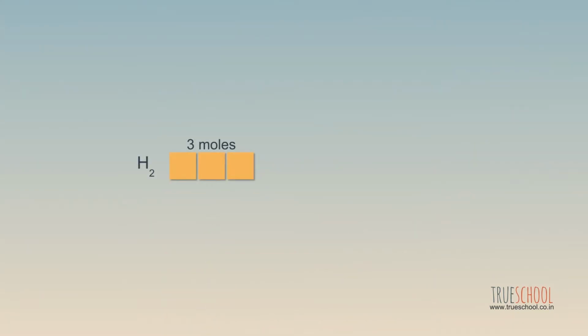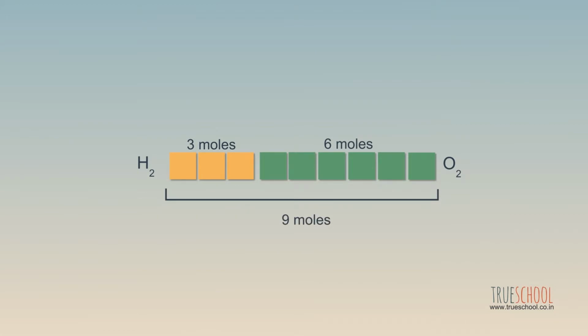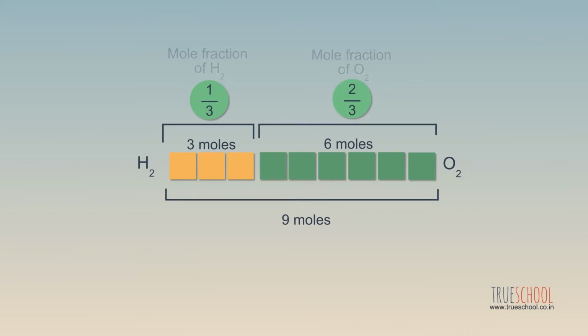Similarly, if we have 3 moles of hydrogen gas and 6 moles of oxygen gas, we say that in total we have 9 moles of elementary particles, and hydrogen is 1/3 fraction of the total moles and oxygen is 2/3 fraction of the total moles. This is called mole fraction.